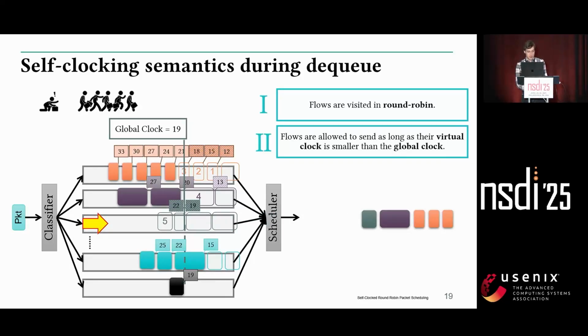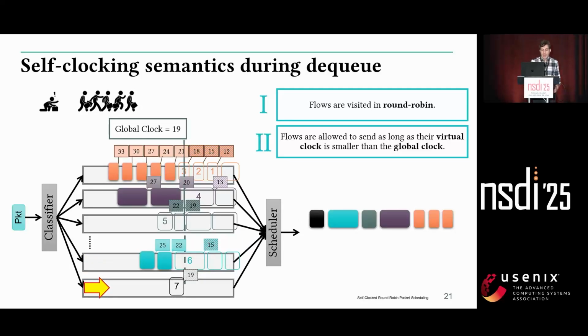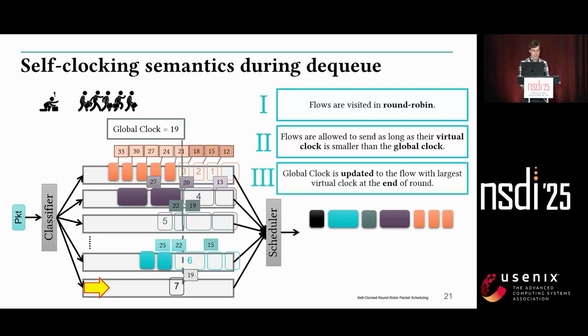In the fourth subqueue, again, one packet is eligible to be dequeued. And the same is true for the last subqueue. And when all the subqueues have been serviced, the scheduler moves its global clock forward and starts another round.